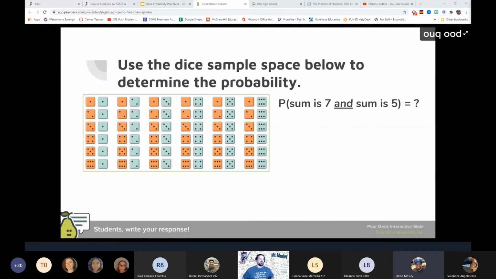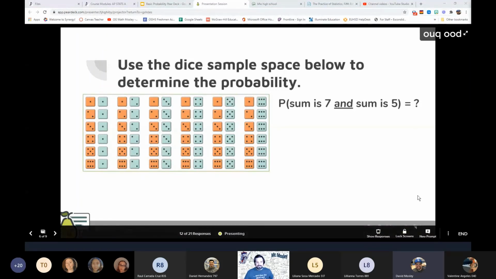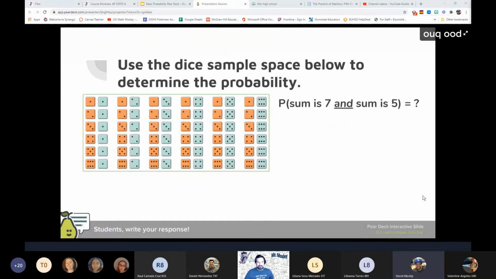Next, what is the probability that the sum is 7 and the sum is 5 when you roll 2 dice? In other words, how many different ways can you roll 2 dice where their sum is 7 and their sum is 5 at the same time? So let's look at the answer to this, and then I'm going to show you guys another visual to help with this concept.